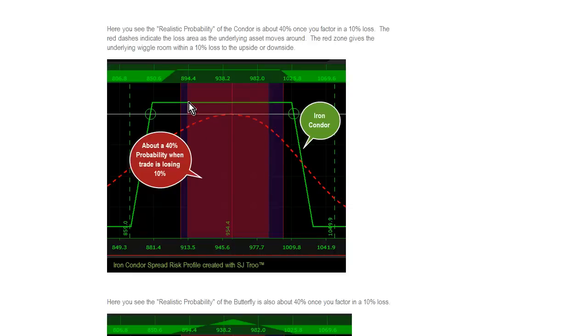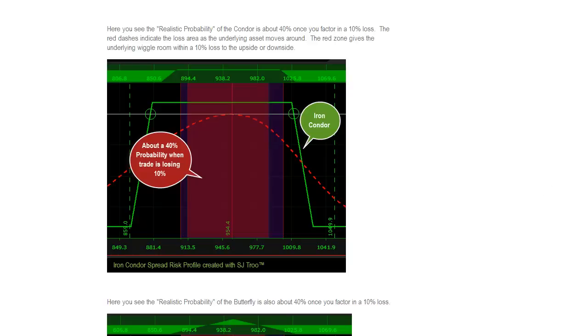In this image, the red here is actually measuring about 10% down. So this up here measures about a 10% credit, and then you can see down here it lines up at this point, and this point is about 10% down the zero line. This is your zero line, by the way, the white line, in case you don't know. So once we match this up with a 10% loss to the downside or a 10% loss to the upside, you're looking at somewhere around a 40% probability once you consider that.